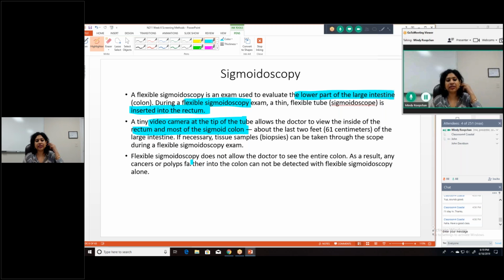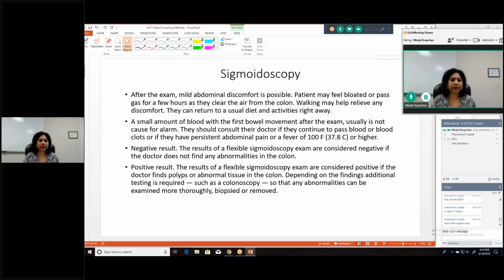So this flexible sigmoidoscopy doesn't allow the doctor to see the entire colon. So what happens is the cancer and polyps that are further into the colon may not be detected because they can only go so far. After the exam, mild discomfort again, the patient might feel bloated or maybe have gas for a few hours as they clear the air out of the colon. Walking around is going to relieve some discomfort. They can get back on their normal diet right away.